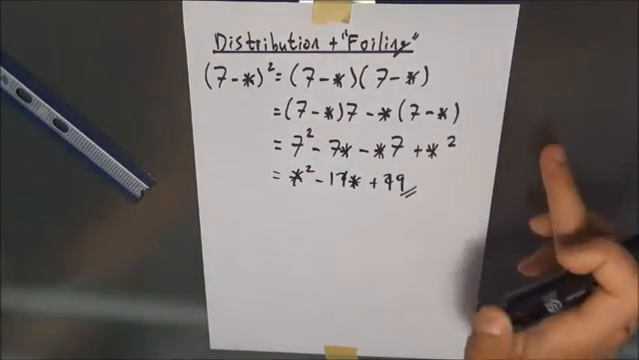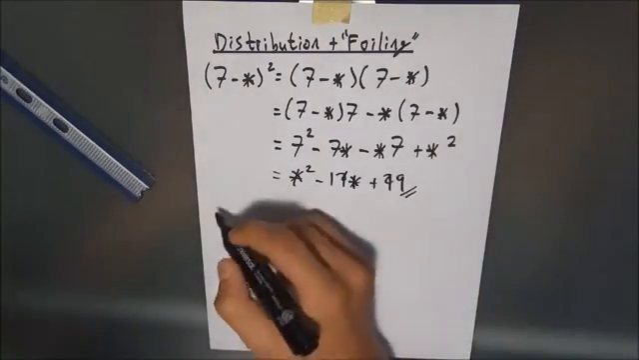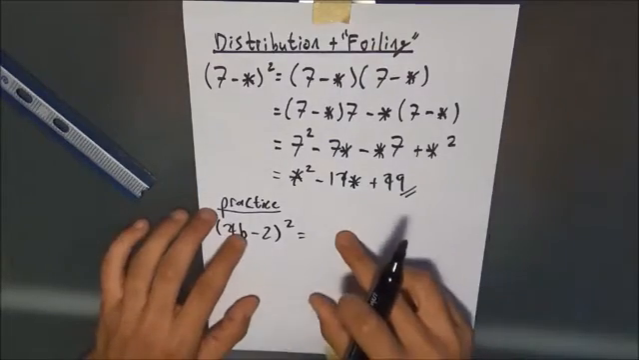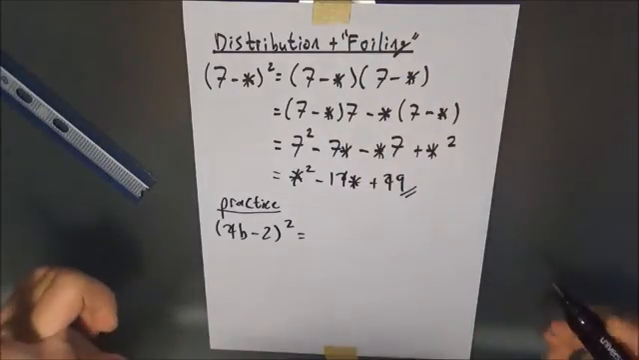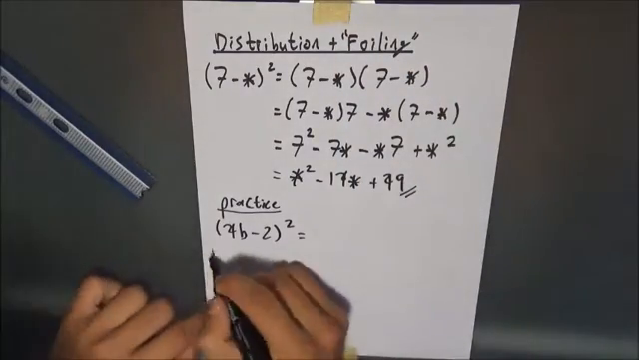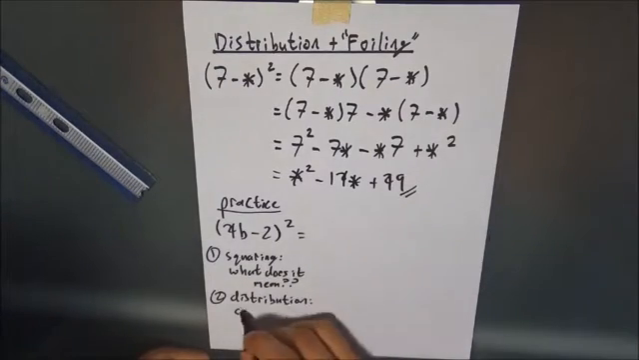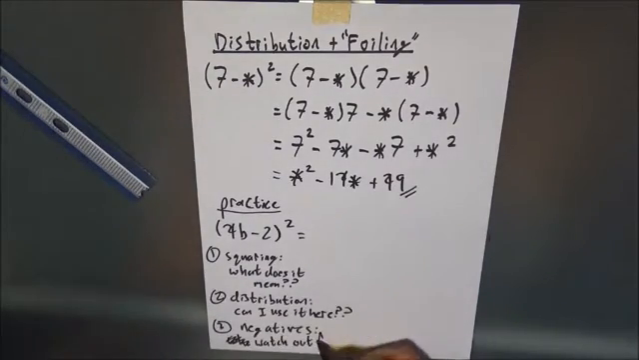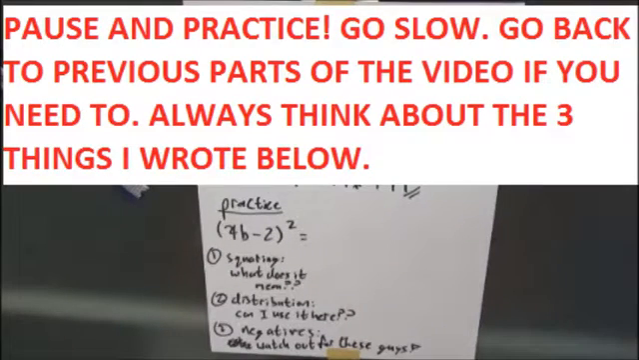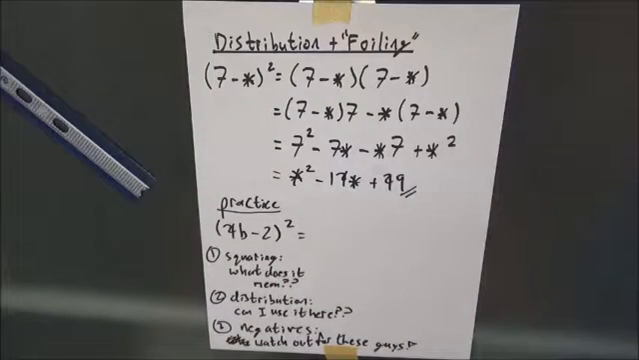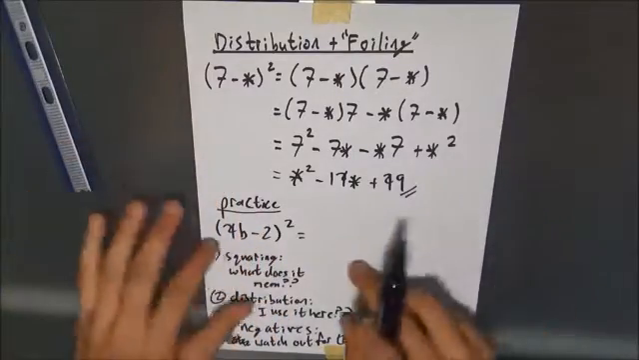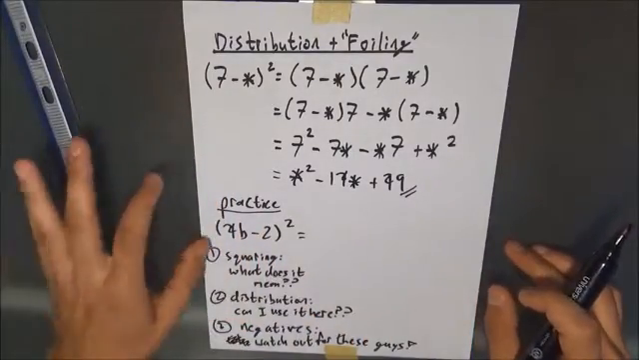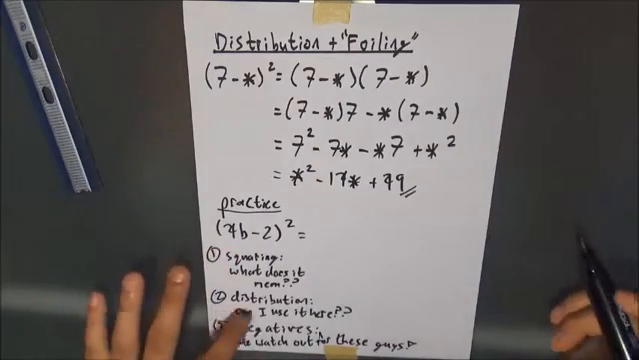So here's a practice question to try your skills out. I want you to pause the video and try this for yourself, remembering all the things in the video that I've already talked about. I'll write them down here so you can keep them in mind. Okay, so you should have tried this out on your own and follow along with me, and if you didn't get the same answer that I'm getting, think about why, and check it against these three things: squaring, distribution, and negatives.